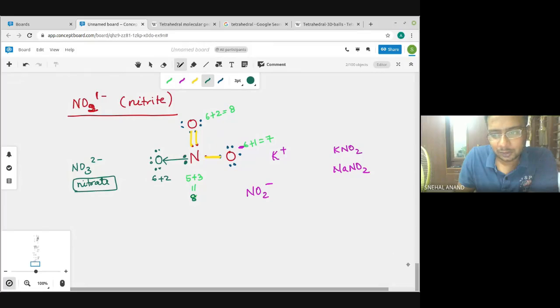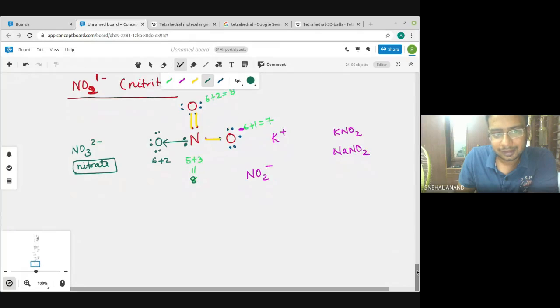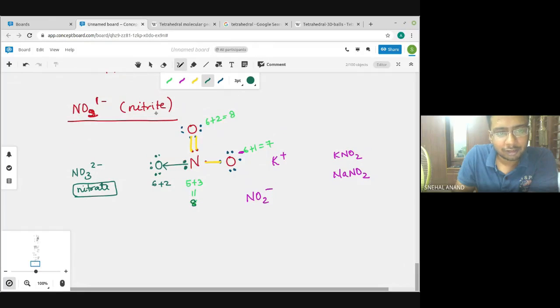Okay, I hope this is clear to everyone. So I think you understood the difference between a nitrite and a nitrate. This is still -1. This is not -2. Because whether you take a nitrite or you take a nitrate, both just need 1 electron for this oxygen.